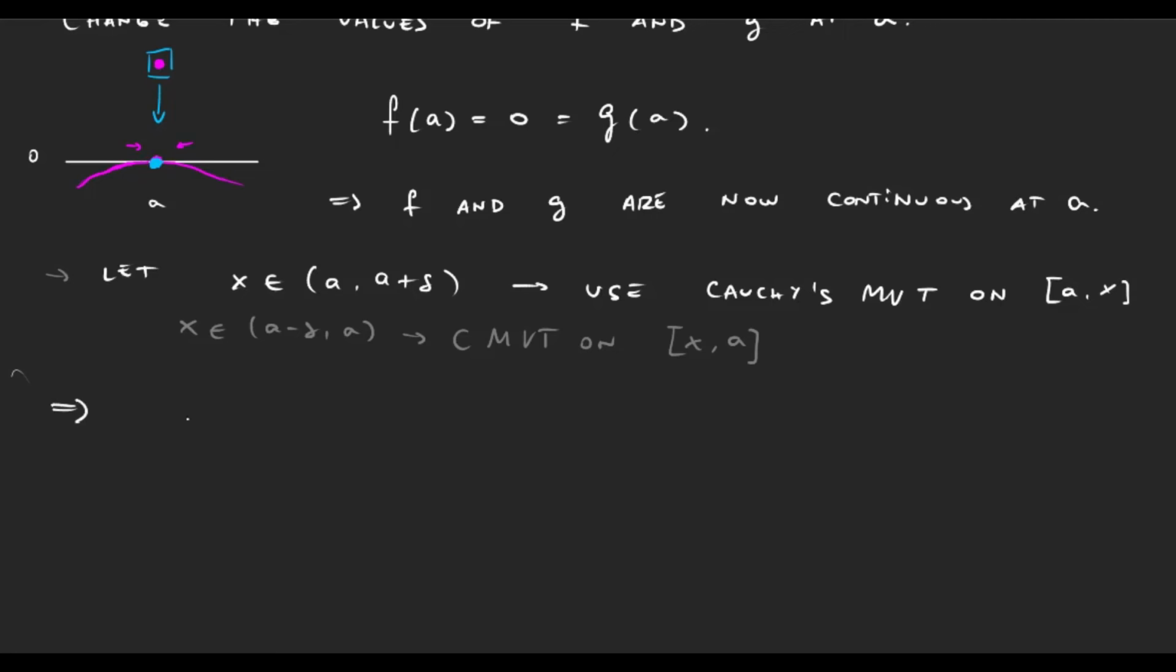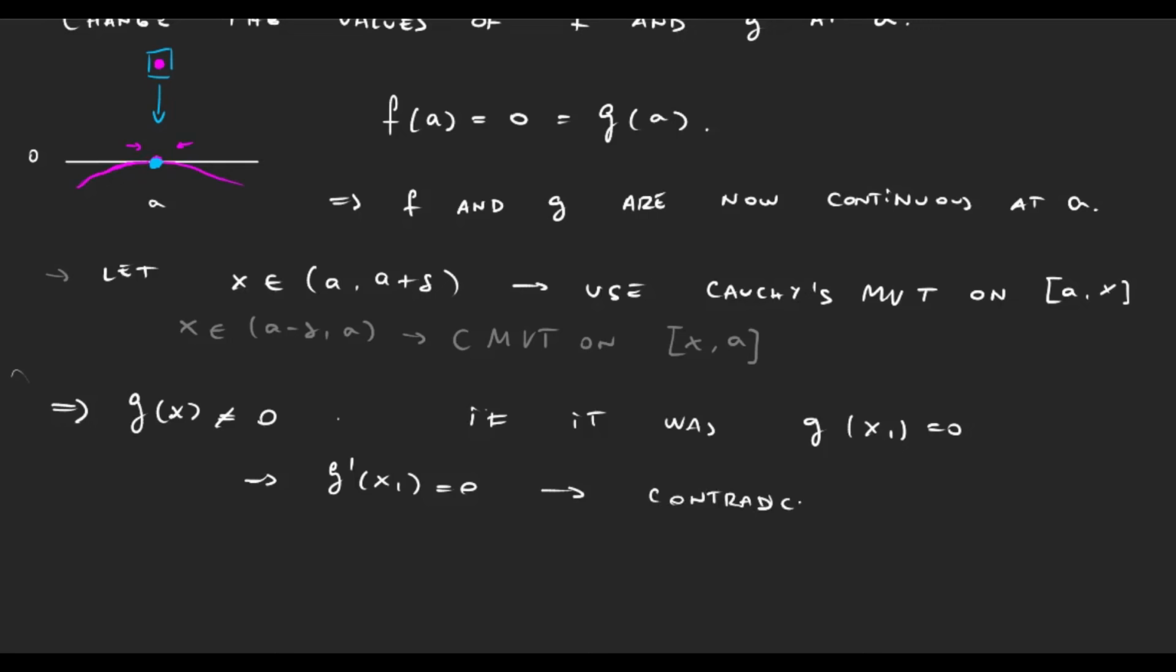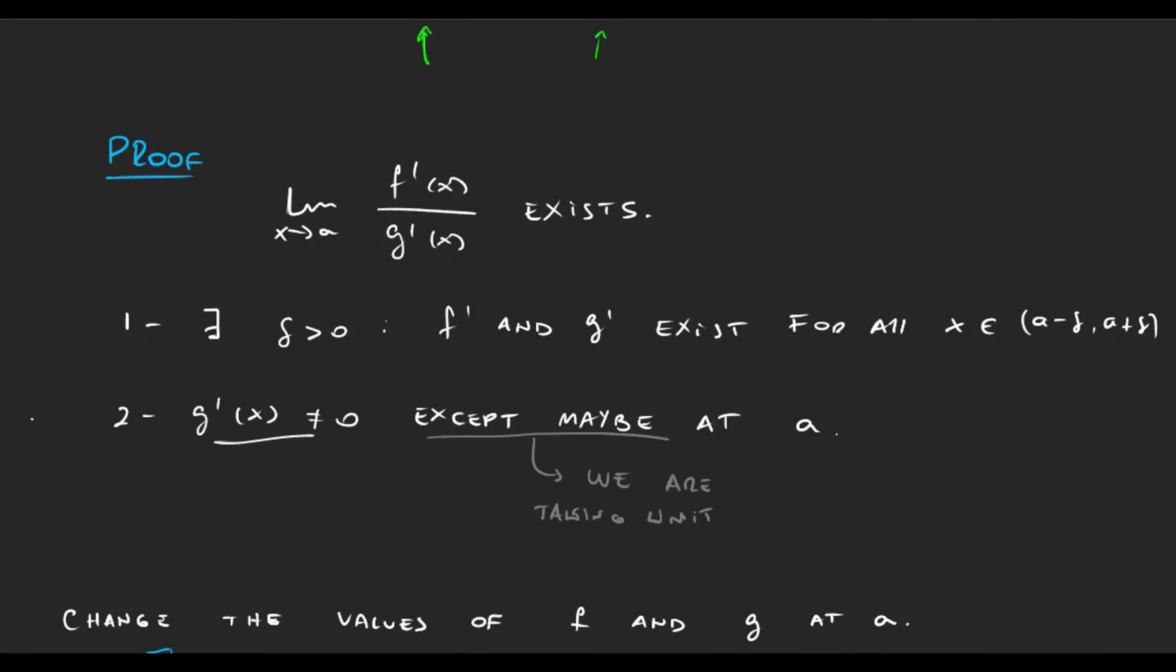One thing we can say is that g of x is different from 0, because if there existed an x1 where g of x1 is equal to 0, then g prime in some point would be equal to 0, and this would contradict number 2, where we said that g prime was different from 0.